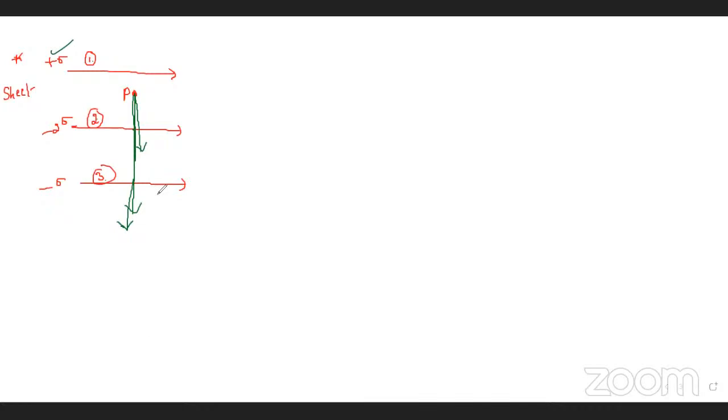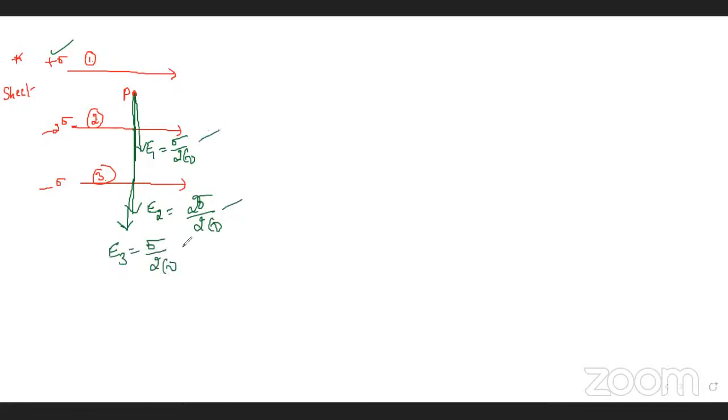If all the 3 fields are acting downward, can you tell me what is the electric field because of the first plate? Because of the first plate, it is plus sigma, right? So sigma by 2 epsilon naught. For the second plate, surface charge density is 2 sigma, so it is 2 sigma by 2 epsilon naught. E3 is sigma by 2 epsilon naught.